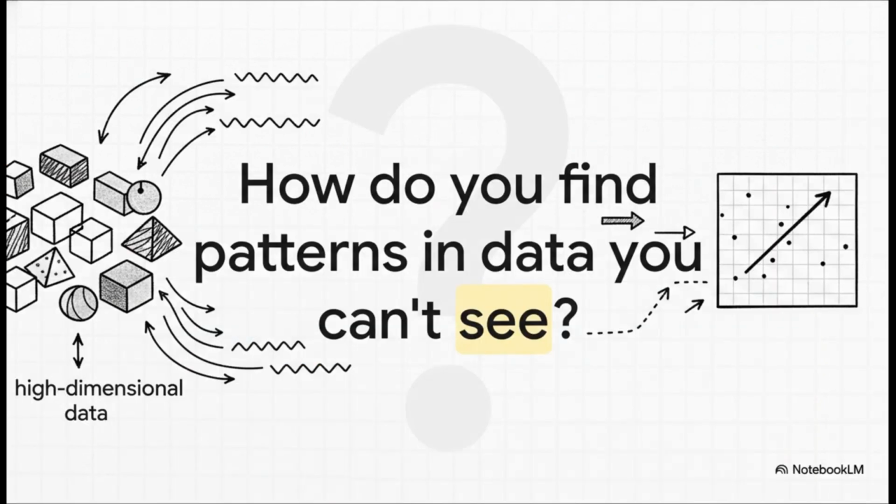So let's just frame this with a question. Imagine you're trying to figure out your customers. You have data with hundreds, maybe thousands of columns: age, location, purchase history, every single click, the whole shebang. You can't just plot that on a 2D graph. It's impossible. So, how do you find the patterns? That's the exact challenge that PCA was designed to solve.